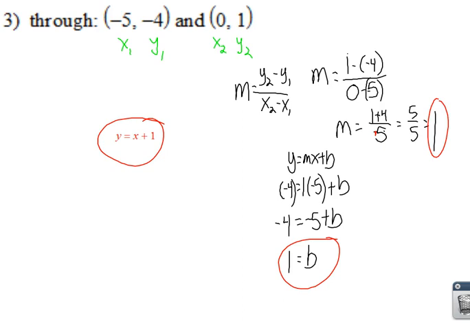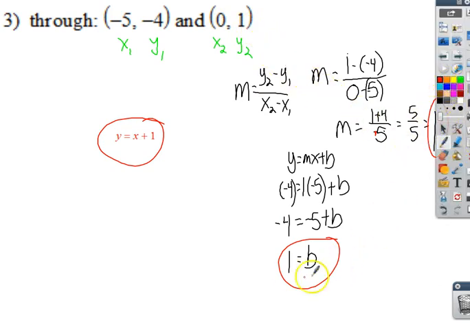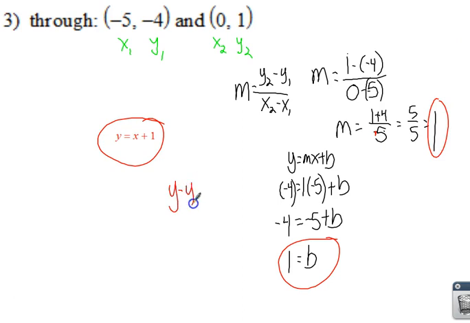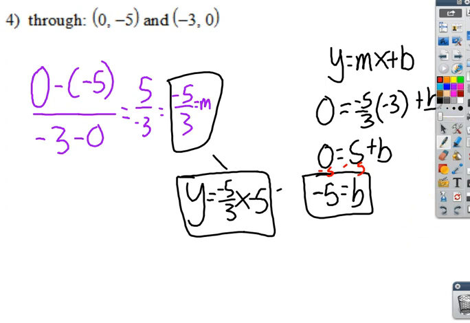So I find the slope. After finding the slope, which here is 1, remember minus a negative becomes plus, I then go through either y equals mx plus b, substitute my slope in, and one of the points. I use negative 5 for x and negative 4 for y. You could have used 0 for x and 1 for y as well. Or I do point slope form, which is y minus y1 equals m times the quantity x minus x1, and solve the same way. Both are mathematically acceptable.